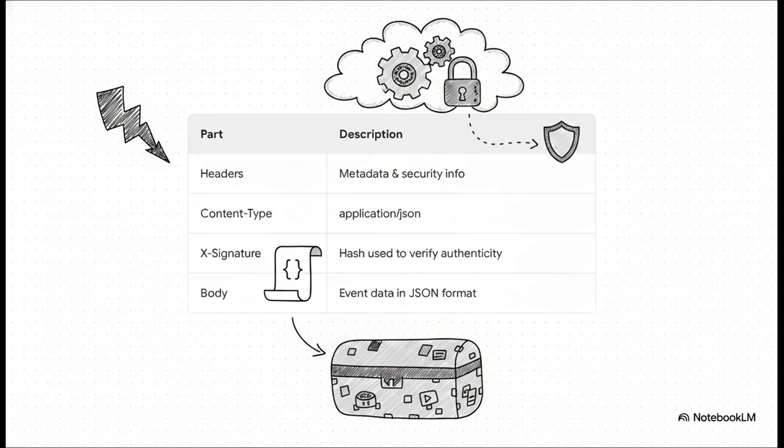Below that, you have the request body. This is usually just structured JSON data packed with the gritty details of the event itself, the specific order ID, the dollar amount, the user involved, all that good stuff.